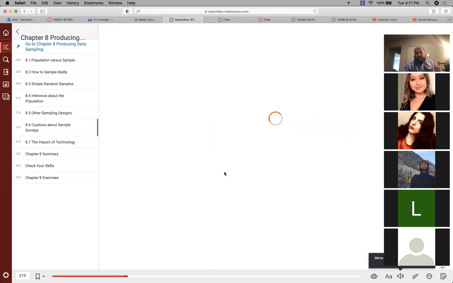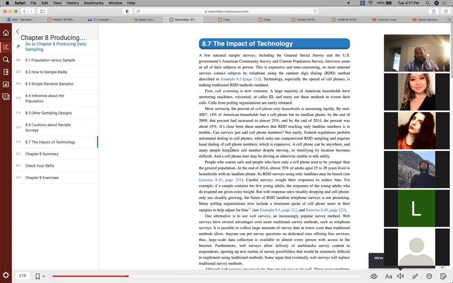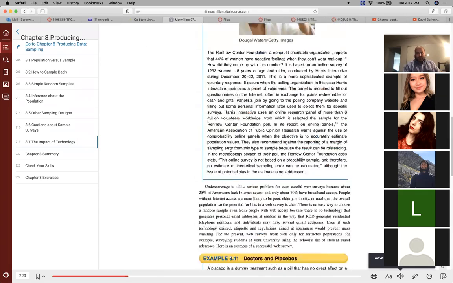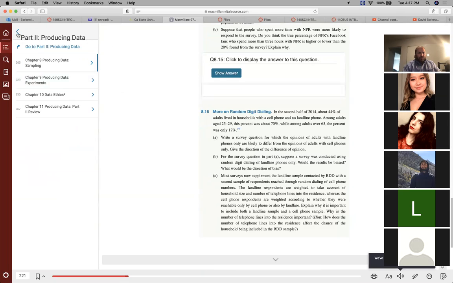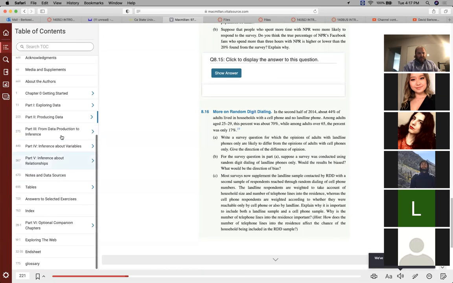Impact of technology, I think we kind of skipped this section because, you know, I don't even know what they're talking about. So don't worry about that one. So then we went to 15.